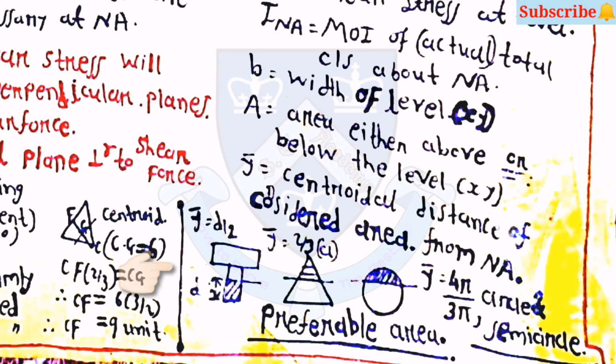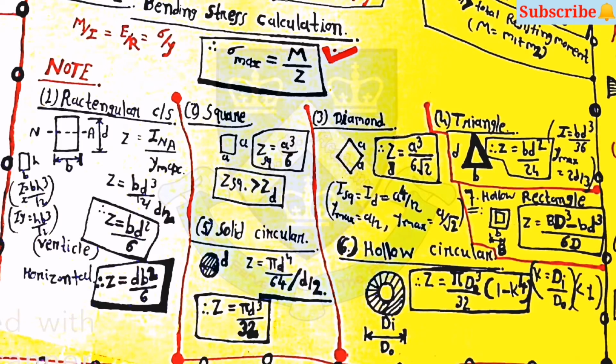Then these are some preferable areas which you have to take for the value of y bar. Like in T shapes, you have to take y bar from the bottom side, y bar is equal to d by 2. Then for a triangle, y bar is equal to 2 by 3 into a from the upward side, and for the circular, y bar is equal to 4r by 3 pi, which is for circle and semicircle. These are some values of y bar, which is the centroidal distance of the considered area from the NA.